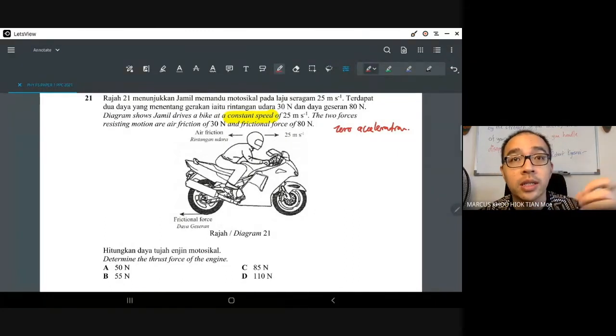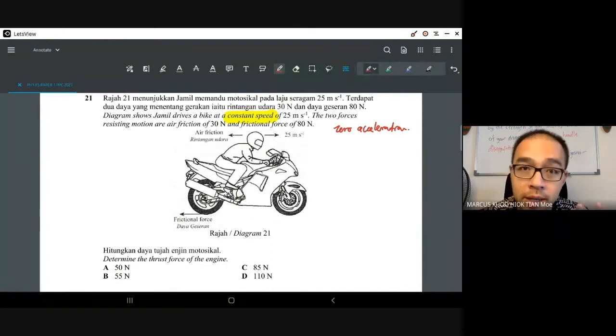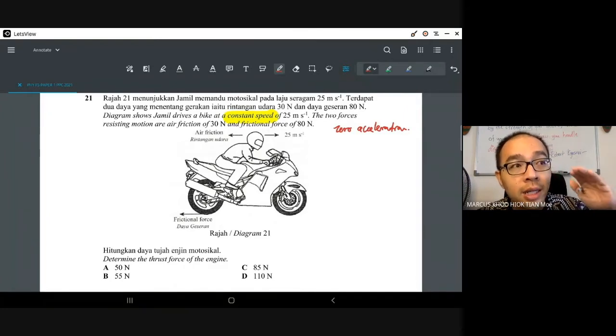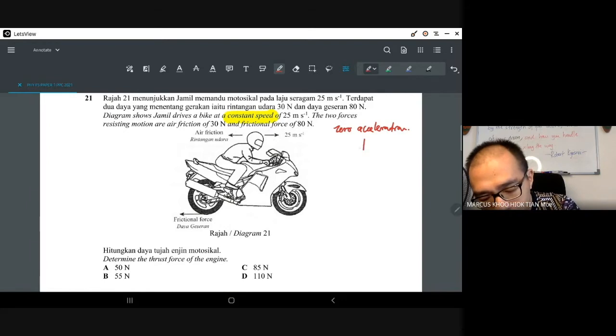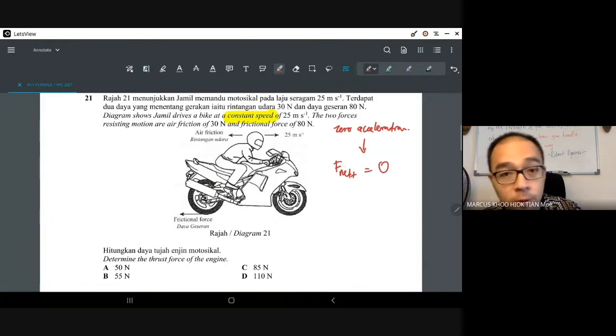They will not tell you secara terang benderang bahawa ini adalah zero acceleration. You are supposed to understand that if something is traveling at a constant speed, dia punya kelajuan adalah tetap, that means it is not accelerating. Dia bukan bertambah laju. Acceleration happens when kelajuan itu bertambah atau kelajuan itu berkurang. Tapi sekarang kamu punya kelajuan adalah constant. You have a constant speed, so it must be zero acceleration. And when we're talking about zero acceleration, it also means that the net force is zero.